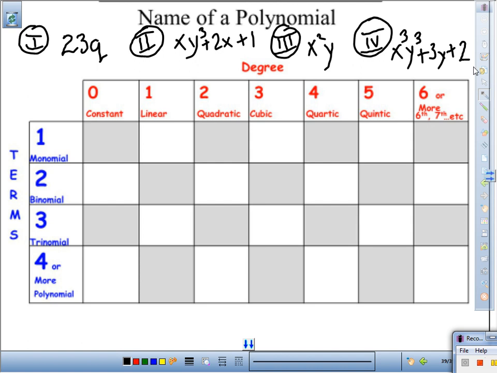Let's see how you do with those. Copy that and go. I want you to place the Roman numeral where it belongs and write the name of the polynomial. As soon as you have it, press send. You should also have it in your notes. Ready, go.